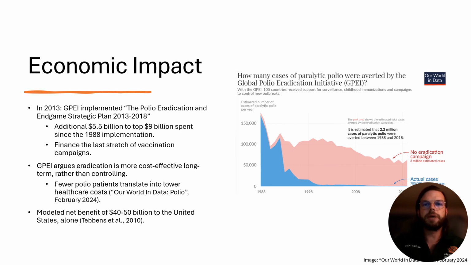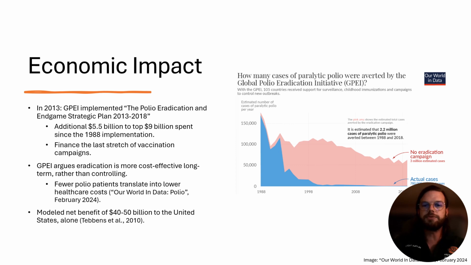In the economic domain, fewer polio patients translate into lower healthcare costs. Once polio is eradicated, the world can stop producing and administering polio vaccines, as well as surveilling paralytic diseases suspected of polio. Therefore, discontinuation of costly activities will result in extensive economic gain from eradication. Tibbins et al. 2010 modeled a net benefit of $40 to $50 billion to the United States alone.